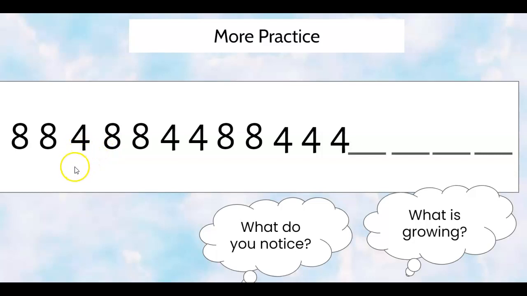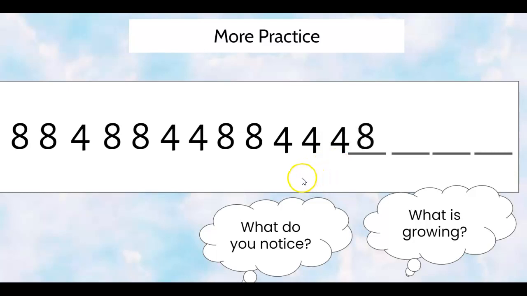Let's look at the other shape or number that is in this pattern. 4, there's 1 4 on this part of the pattern. Oh, and then in this next part, there are 2 4s. And then the next part, there are 3 4s. So I can see that the 4s are growing.